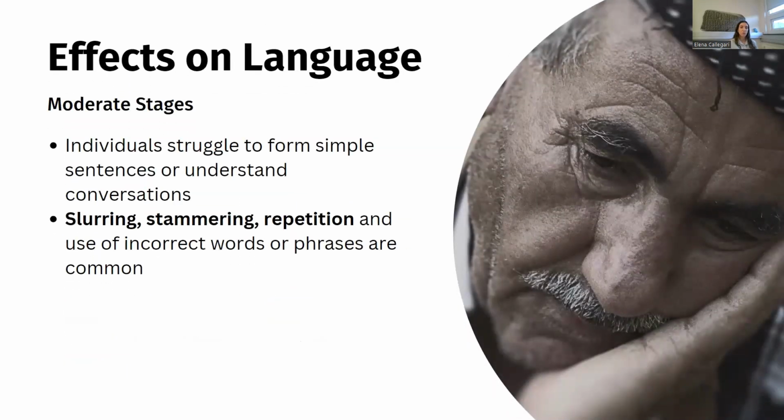In the moderate stages of Alzheimer's disease, so mild dementia, moderate dementia, there is a progression for the worse of your language symptoms. You struggle to form simple sentences, and at this point, you also struggle to understand conversation. You struggle to understand what is being asked of you, and you struggle to provide answers that are coherent. We also notice that there is much more slurring, so the speech that you produce is much less clear. There is repetition of things that somebody might have said to you, that you just repeat yourself, even though that makes no sense in that conversation. And there's also an increased use of incorrect words or incorrect phrases.